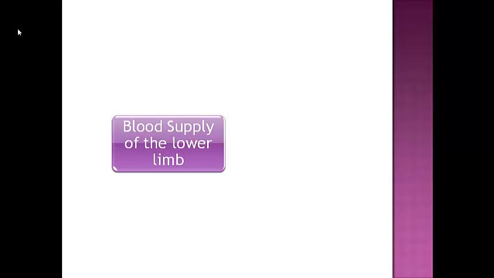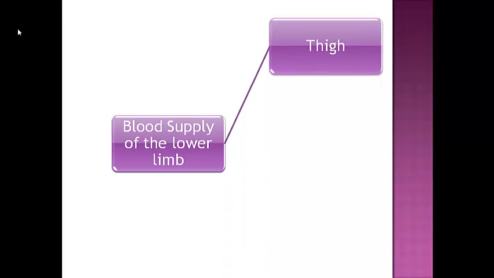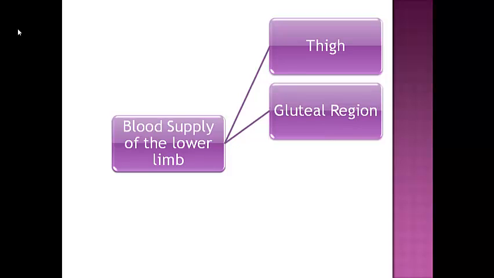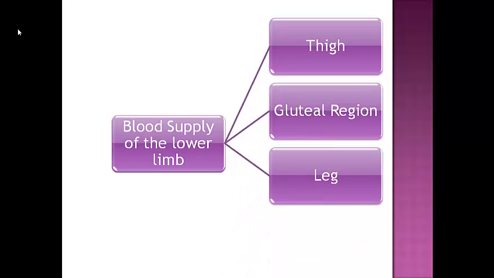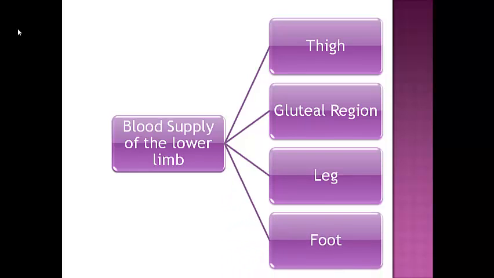Okay, so for this session, we're going to look at the blood supply of each of the different parts of the lower limb separately. We're going to look at the blood supply of the thigh, go through the blood supply of the gluteal region, and then go through the vessels in the leg and the foot, all right? So, starting off with the blood supply of the thigh and the gluteal region.